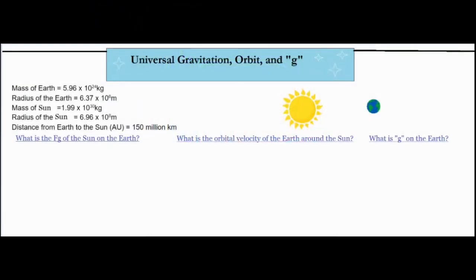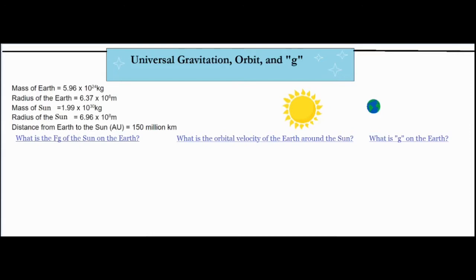In this video, I'm going to be talking about the universal law of gravitation, orbit, and little g. What we're going to do is solve for three different questions. What is the force of gravity of the sun on the Earth? What is the orbital velocity of the Earth around the sun? And what is the little g value on Earth? So here are some important values that we're going to need to use to solve each of these different problems.